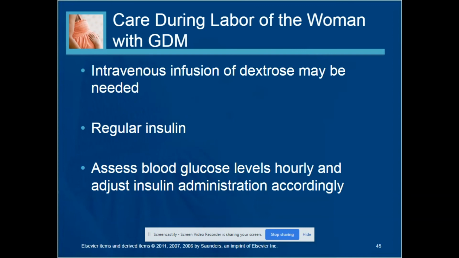Care during labor of the woman with gestational diabetes includes IV infusions of dextrose. If they can't keep the blood sugar where it's supposed to be, they may give regular insulin. It all depends on the situation, and they may need to assess the blood glucose levels hourly and adjust the insulin administration accordingly. That's a critical care situation.